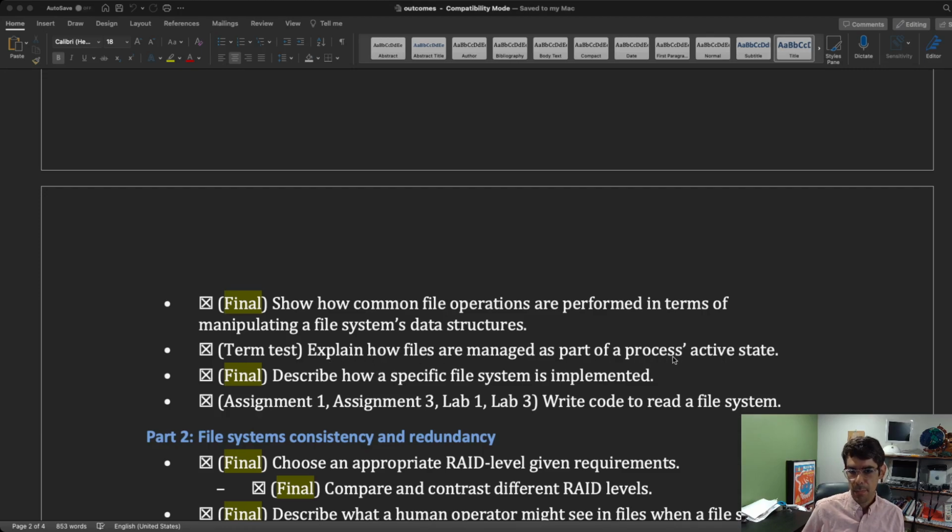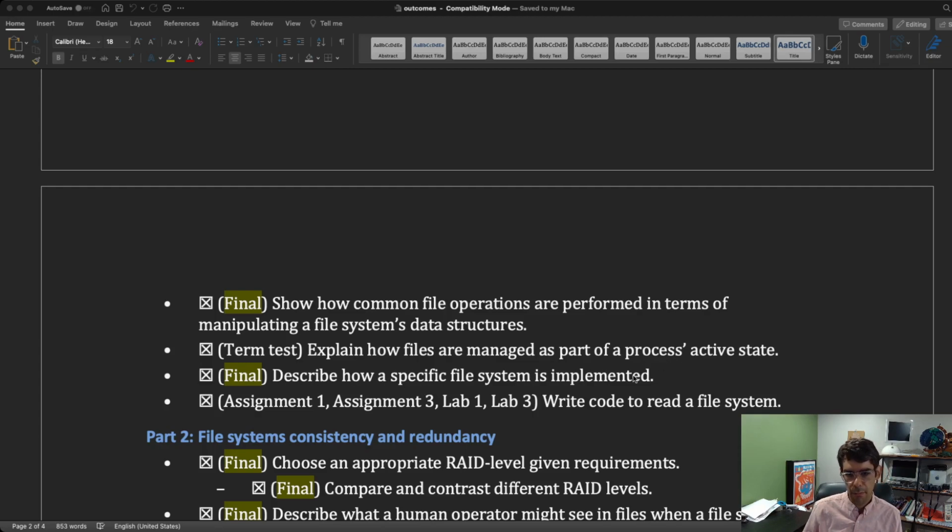Explain how files are managed as part of a process's active state. You were assessed on this in the term test, in the form of questions about the open file table in a process. This was going back to things like talking about pipes. So when the pipe system call is made, it's making changes to the open file table. You're not going to be assessed on that in the final exam.